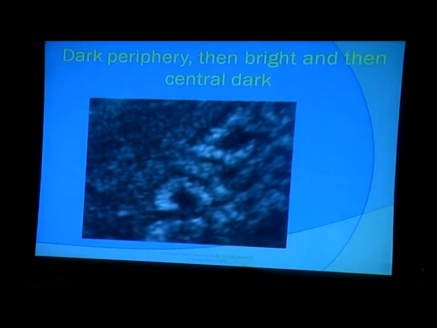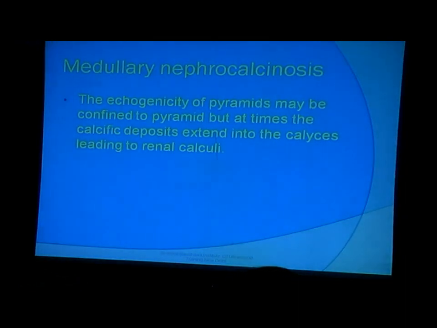This is another pattern that you may come across in nephrocalcinosis. You see a dark periphery, then you see a central area, then you see a white area, and then you see a central area, striated appearance. In nephrocalcinosis, usually we have this concept that it mainly affects the medulla. That is why we use the term medullary nephrocalcinosis. But occasionally it can go into the calyces, and then it may form calculi also. So you may find a case where nephrocalcinosis is associated with nephrolithiasis. Both are there.